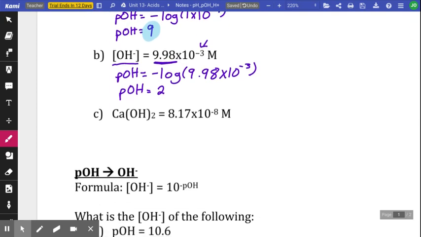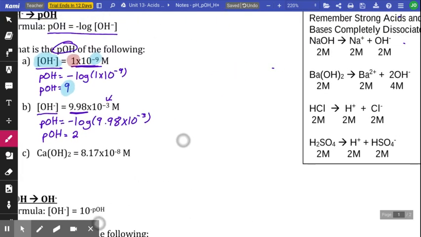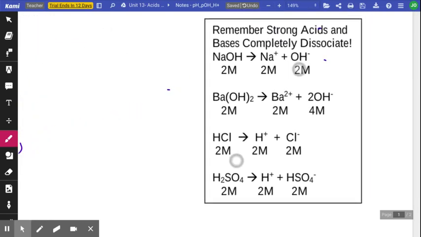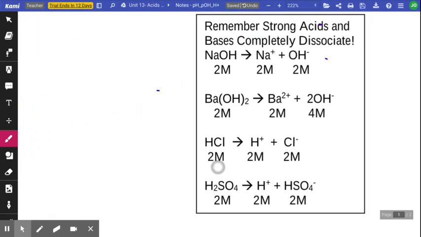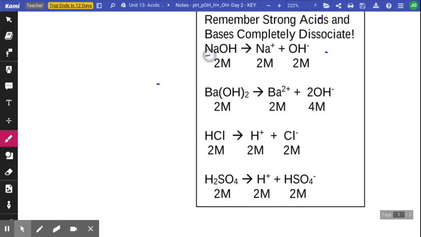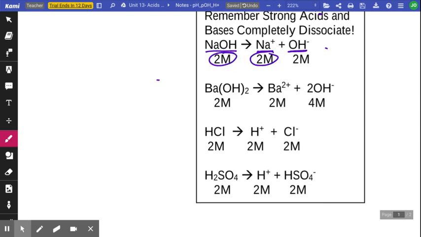Now, before I do this next one, let's slide on over to this other side of the page. One thing I want y'all to remember is that if I'm talking about a strong acid or a strong base, they are going to completely dissociate. So they're going to separate into their ions. If I've got, for instance, this sodium hydroxide here, there's 2 ions there. There's the sodium ion and there's the hydroxide ion. All of those would have a concentration of 2M, 2 molarity.